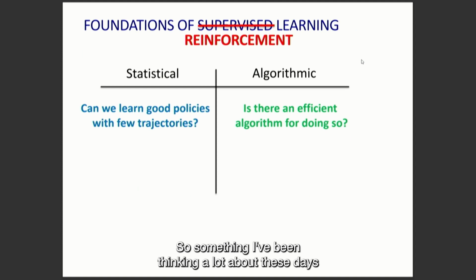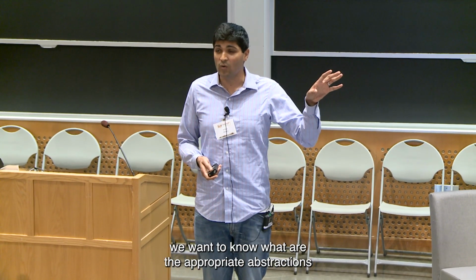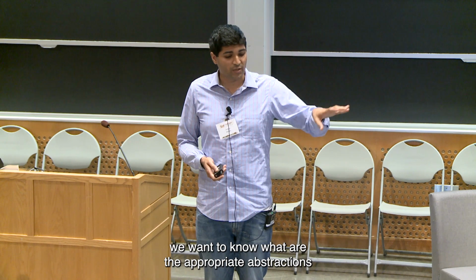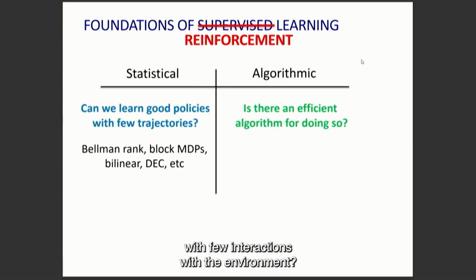So something I've been thinking a lot about these days is, can we take the same spirit of what Les Valiant did and bring it to RL? Can we rethink the foundations of RL and think not just about the statistical side, but the algorithmic side too? We have the same type of dichotomy, that it's really two pieces of the picture, right? We have the statistical side, where we want to know what are the appropriate abstractions so that it's possible to learn good policies with few interactions with the environment.